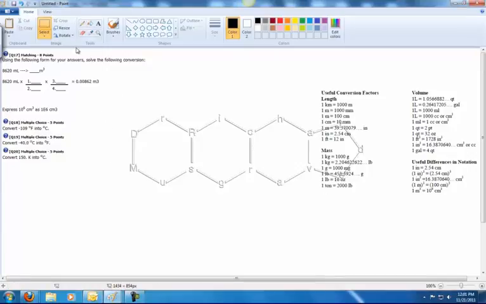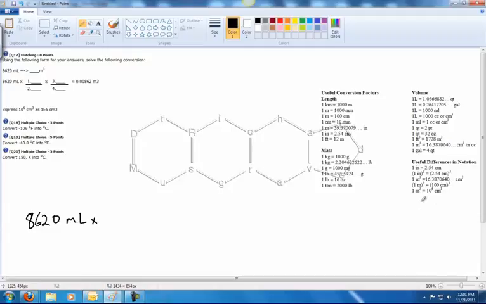Alright, look at the next one. 8620 milliliters. And we're trying to get to cubic meters, but if you look here you don't see any relationship that allows us to get directly from milliliters into cubic meters.